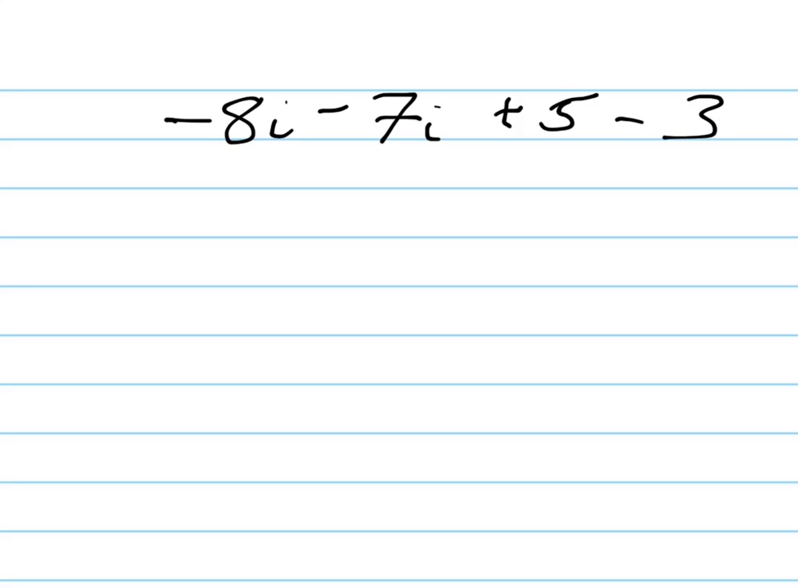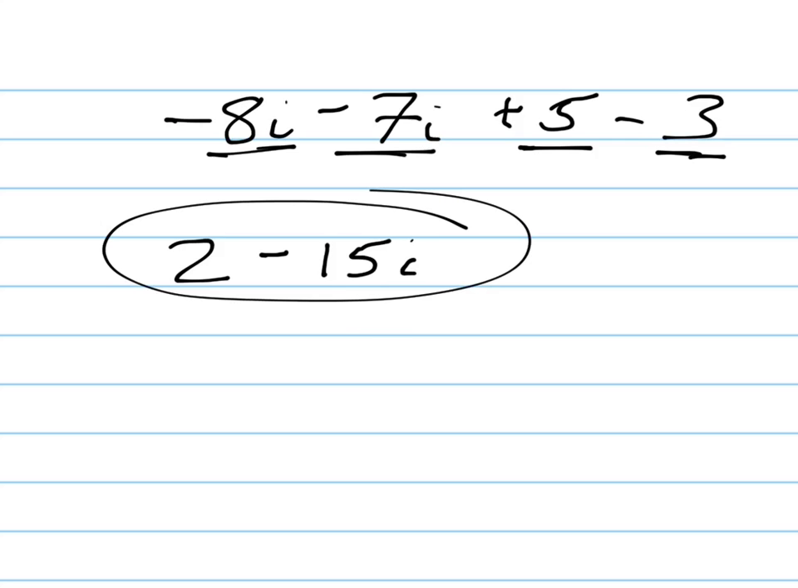Try another one. What's -8i minus 7i plus 5 minus 3? Just add like terms. There's your 2. Write the real part first. 2. And that's -15i. There's your answer.